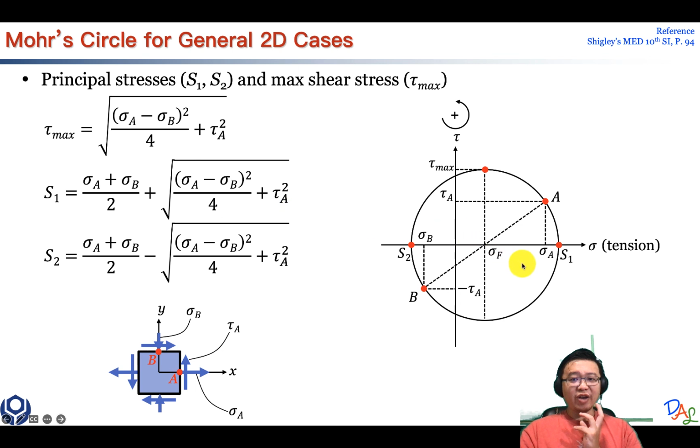Then you add the radius, you get S1. If you subtract the radius, you get S2. So that's why you have plus here and minus here, and this is basically the radius. Please try to practice and make sure you understand how to calculate those.